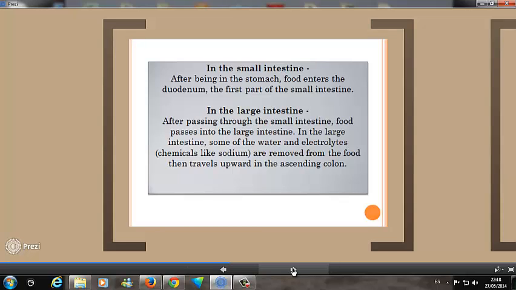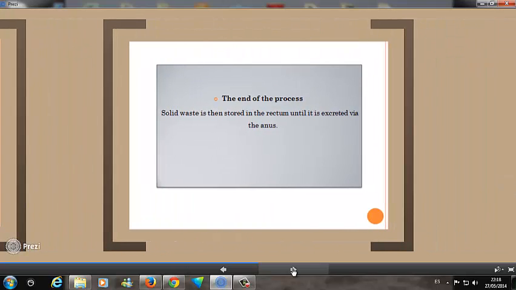After passing through the small intestine, food passes into the large intestine. In the large intestine, some of the water and electrolytes, chemicals like sodium, are removed from the food, which then travels upward in the ascending colon. At the end of the process, solid waste is stored in the rectum until it is excreted via the anus.